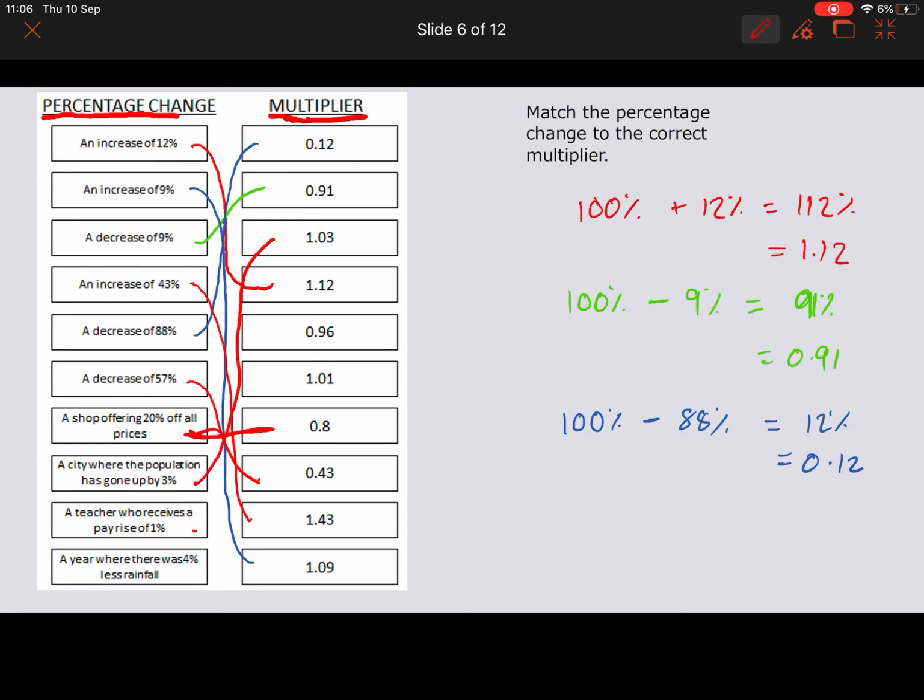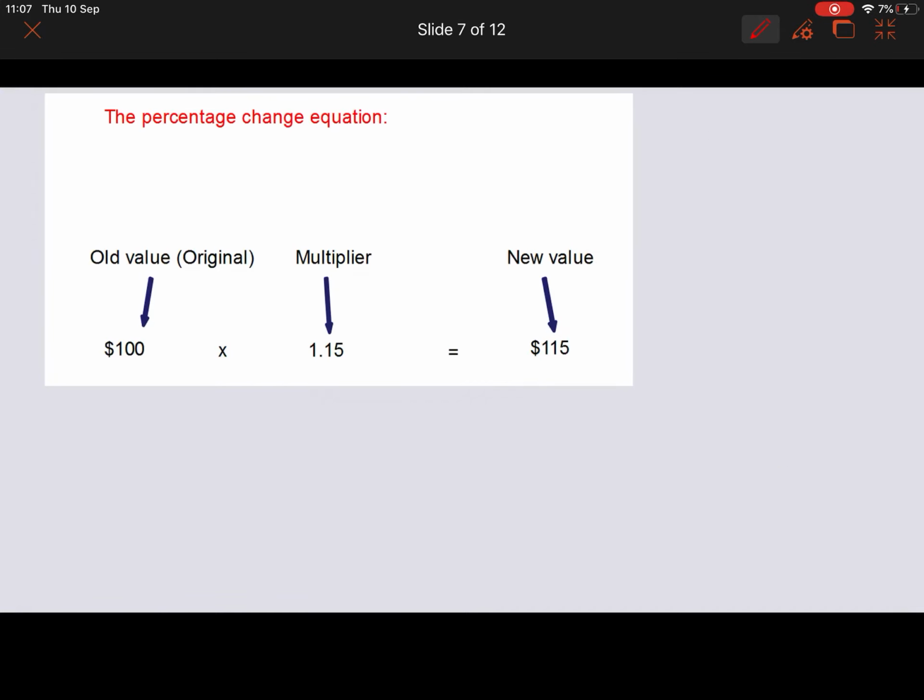City where the population's gone up by 3%, that's an increase because we've gone up. So it should be 1.03. Teacher who receives a pay rise of 1%, again that's going up, it's a pay rise. So 1.01. And a year where there was 4% less rainfall. So 100 minus 4 is 96%, so 0.96. So those should match up there, okay? Hopefully you were able to match up all of those correctly. If you're not sure, please ask, okay?